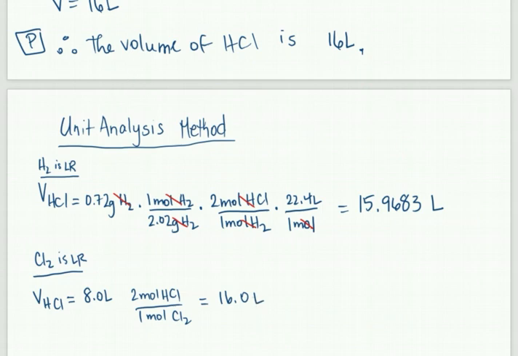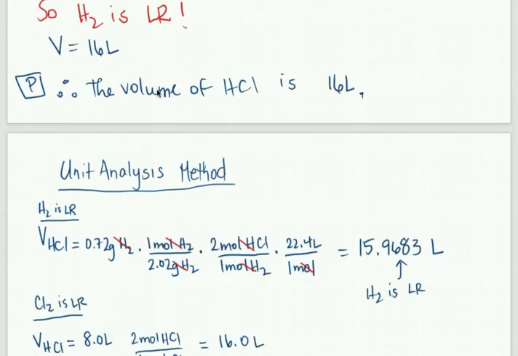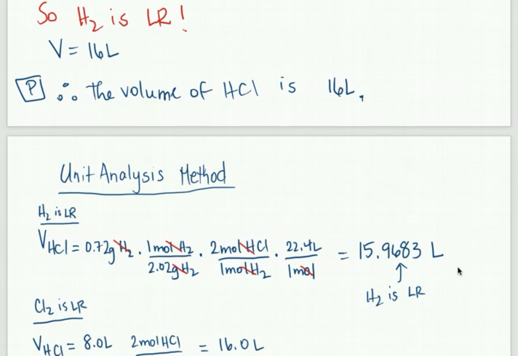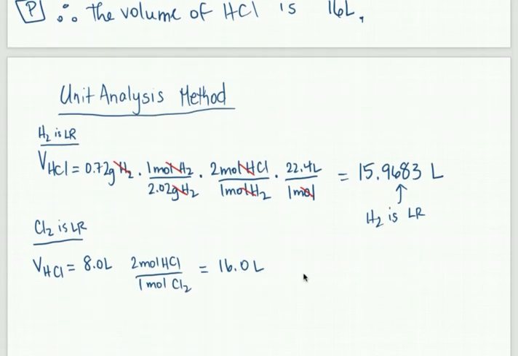And then when we're comparing them, we're finding that hydrogen is the limiting reagent here because its lower volume is produced of hydrogen chloride. So therefore the volume of hydrogen chloride is 16 liters. I know it ended up being the same, but go through the process of finding the limiting reagent first before you state your final answer.